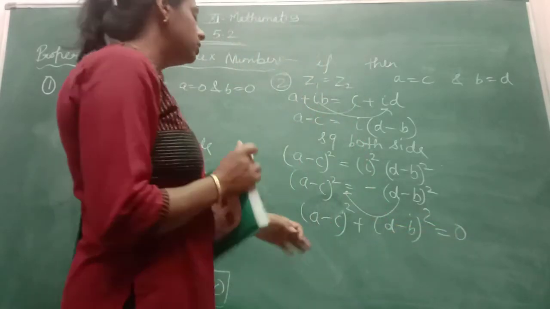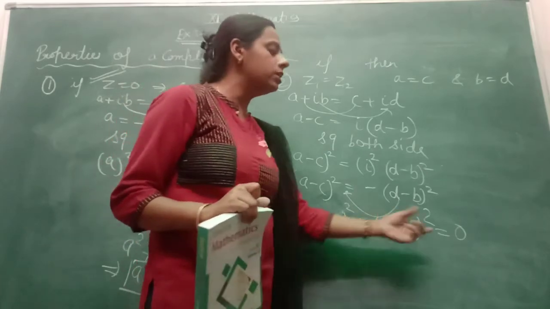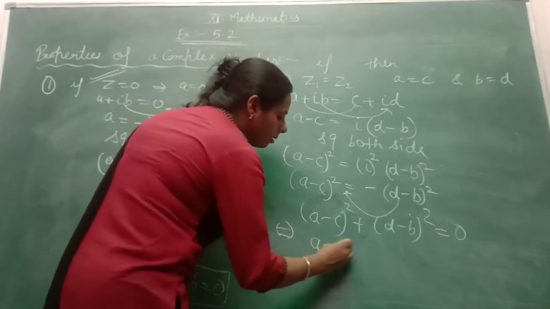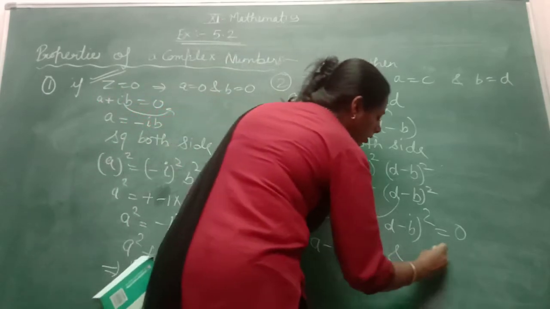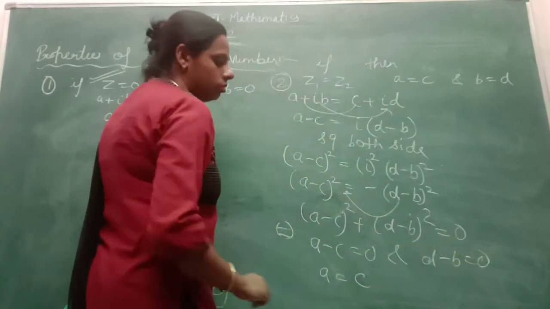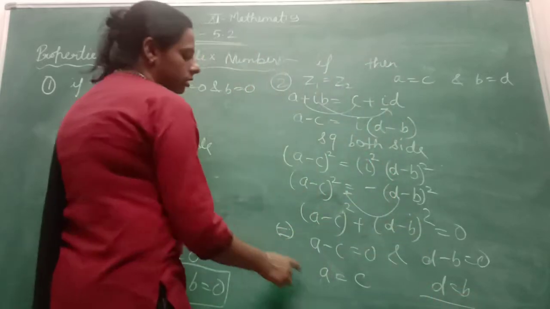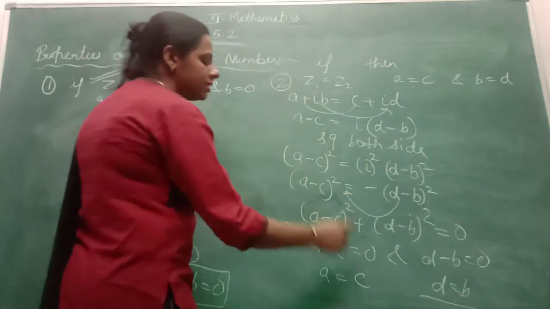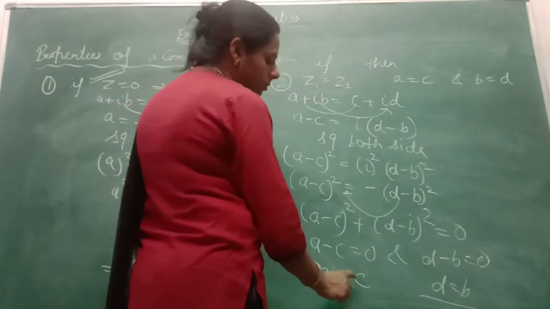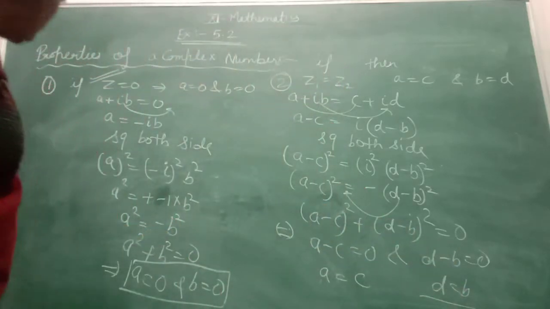As you know, this is also in the form of the sum of the squares of two numbers being equal to 0 only and only if the first number is equal to 0 and the second number is also equal to 0. So you will have a is equal to c and d is equal to b. This is the real part of the first complex number. This is the real part of the second complex number. It means the real part will be equal to the real part and the imaginary part will be equal to the imaginary part.